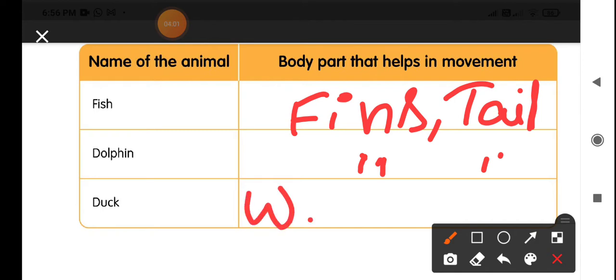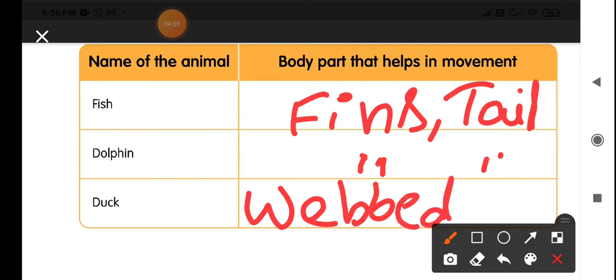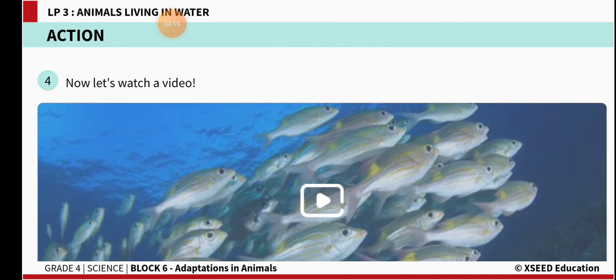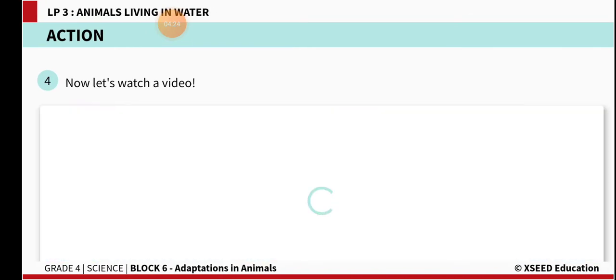Then the duck. Which body parts does the duck use? You know about webbed feet. The skin is present between the toes. Such toes are known as webbed feet. So the webbed feet of a duck help for movement. Complete this activity in your notebook, children. Now we will see the video and then we will discuss the activity.